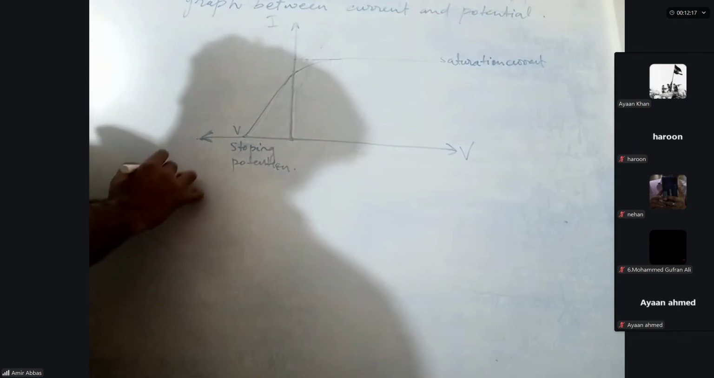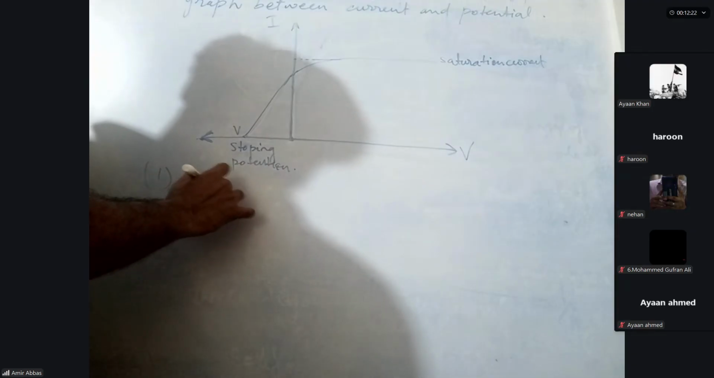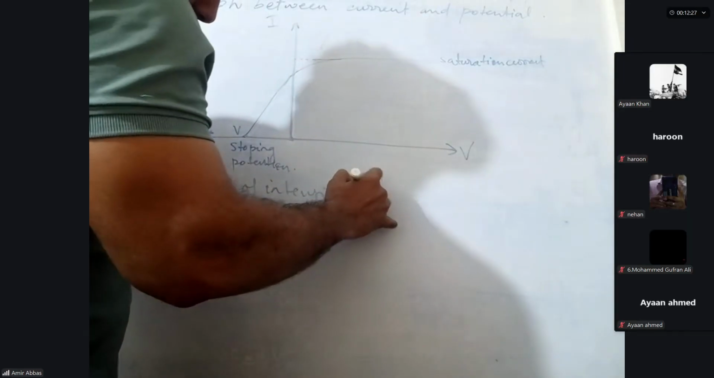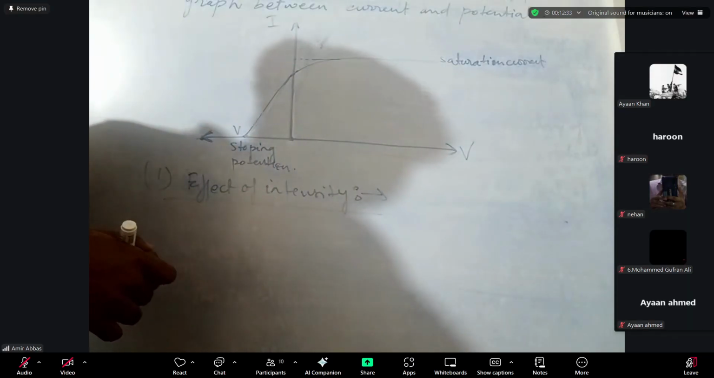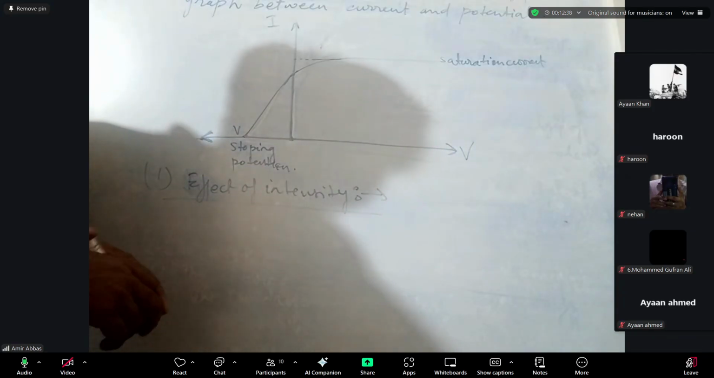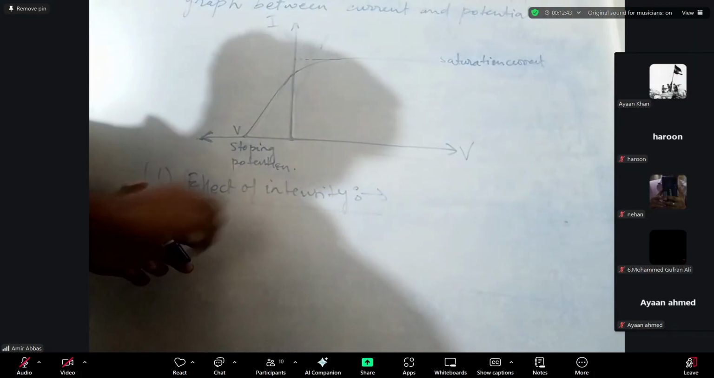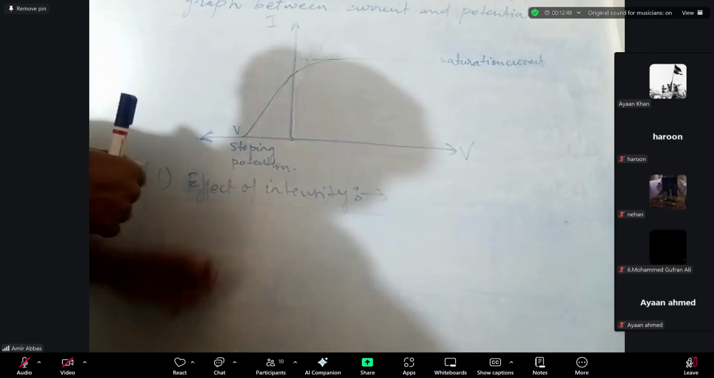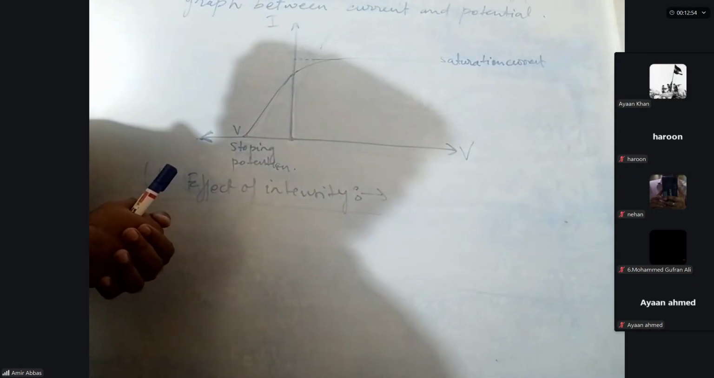Now, first, the effect of intensity. What will happen if we increase the intensity? Increasing the intensity means we are increasing the number of photons. The more the number of photons incident at this point, in that diagram, if you have drawn that diagram, the more electrons will eject. Have you got that, beta?